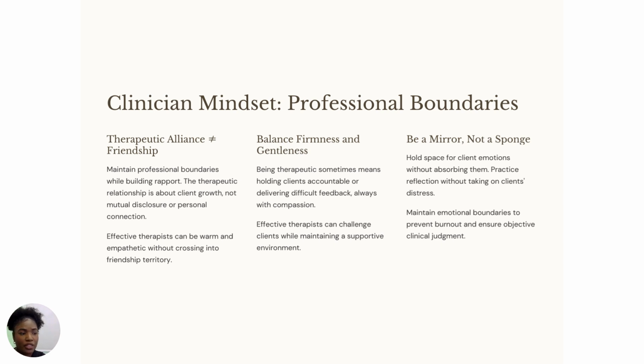So, another mental note is when you get into the therapeutic process, you don't have to assign homework. Don't jump into confrontation. You always start with safety. You always start with trust. Maintain those professional boundaries and be firm, be gentle, be a mirror, not a sponge. So that way you can maintain your own emotional boundaries to prevent burnout, and you can have objective clinical judgment.